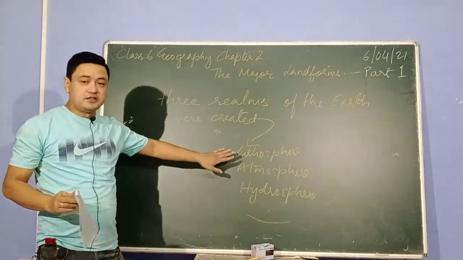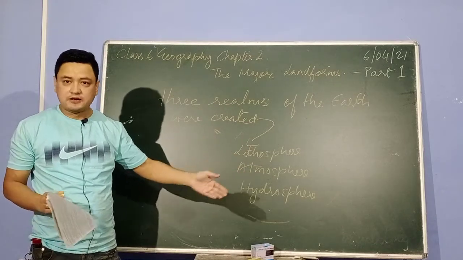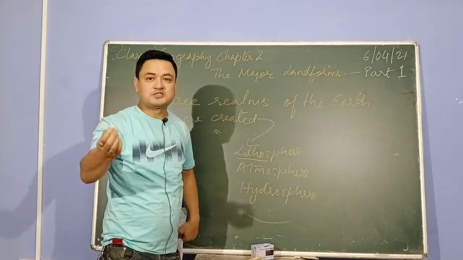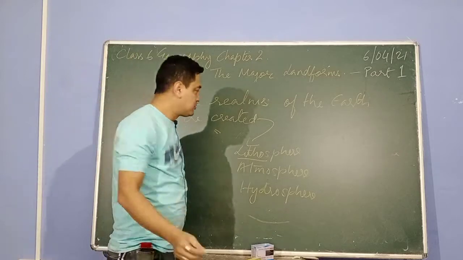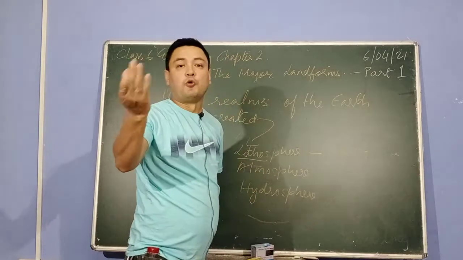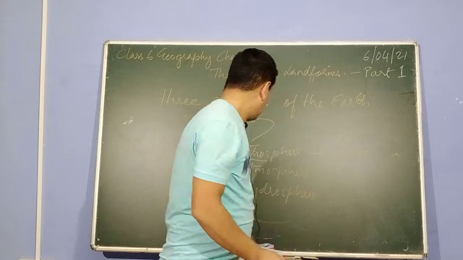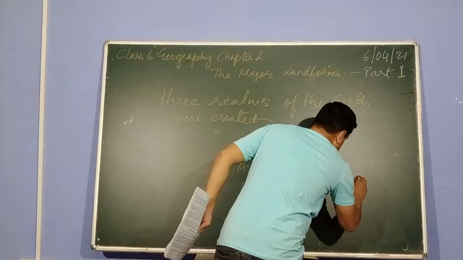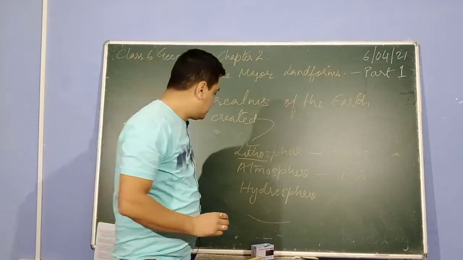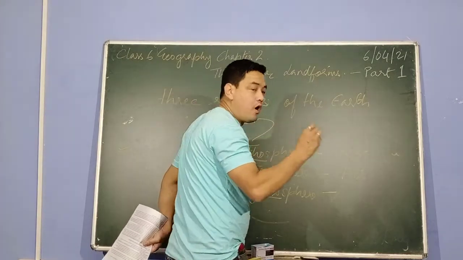Now, if you look at lithosphere, lithosphere in simple words means land. Remember that. But lithos actually means rock. In history we have studied that lithos means rock. So the lithosphere, the land, is always made of rock. From the rock we get soil. Are you understanding? Then atmosphere means air, the air we breathe. The third one is called hydrosphere. Hydro means water. Remember that.